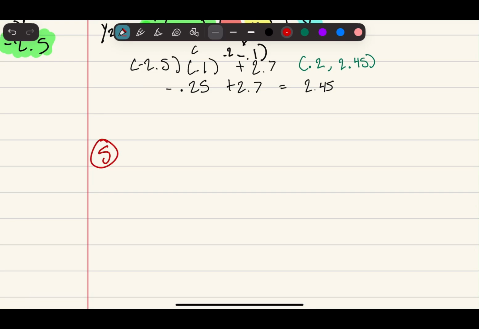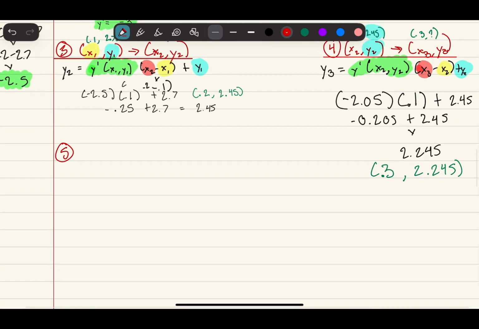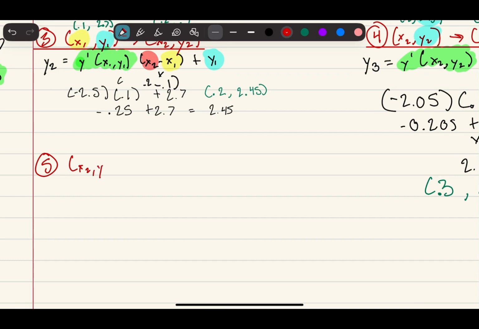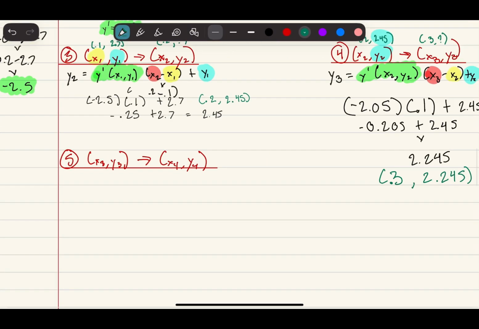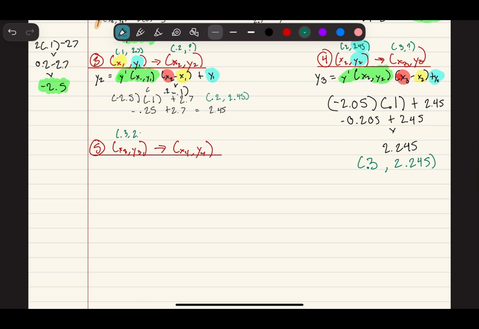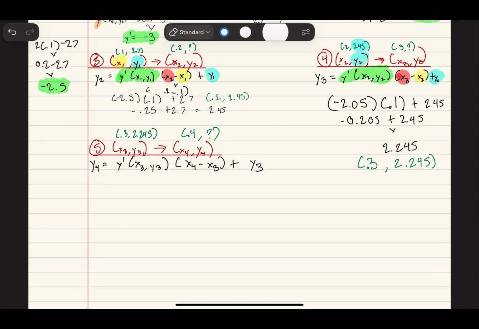I could honestly stop here, but let's finish it through. I'm going to go x3, y3 to x4, y4. Okay, we have 0.3, 2.245, and we want 0.4, and we are looking for that. So y4 equals y prime of x3, y3 times x4 minus x3 plus y3. Again, oop, wrong button.